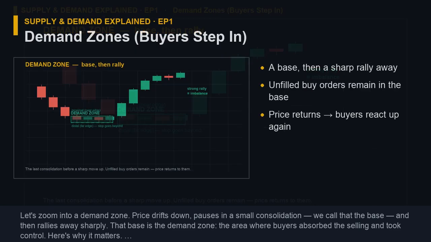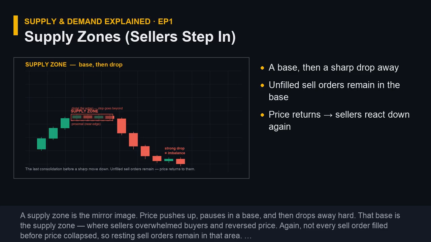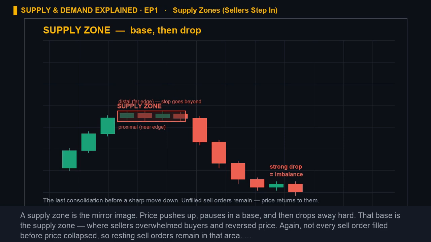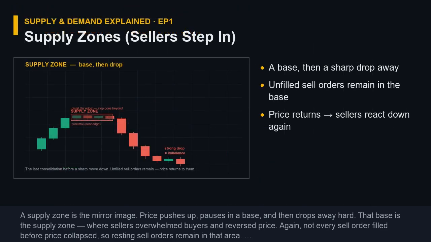The near edge is called the proximal line, the far edge the distal line, and the distal is where your stop would eventually sit. A supply zone is the mirror image. Price pushes up, pauses in a base, and then drops away hard. That base is the supply zone, where sellers overwhelmed buyers and reversed price. Again, not every sell order filled before price collapsed, so resting sell orders remain in that area. When price rallies back up into the zone, those sellers step in and price often turns back down. Same anatomy, opposite direction. The far edge is the distal line, the near edge the proximal line.